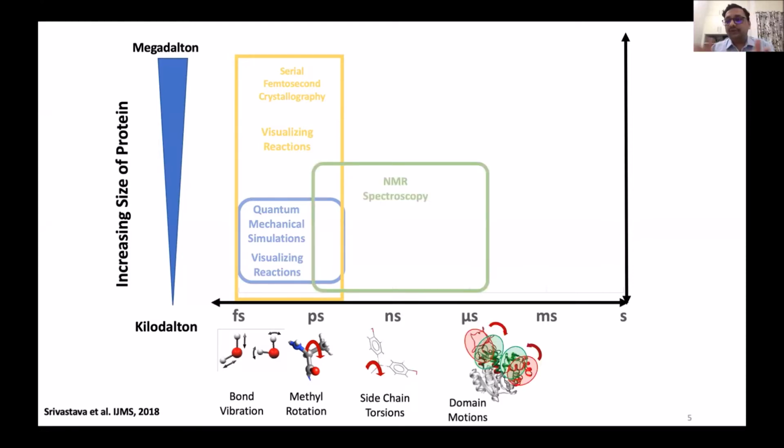When we go to slightly longer time scales to study the dynamics, where we would want to study, for example, side chain torsions, domain motions, etc., NMR spectroscopy is one of the best techniques that we can use to study all of that.